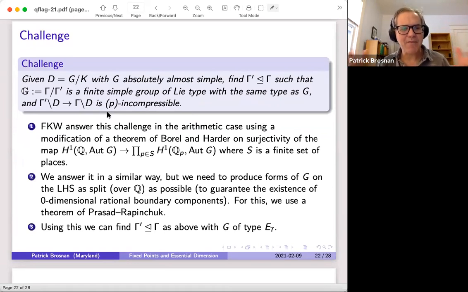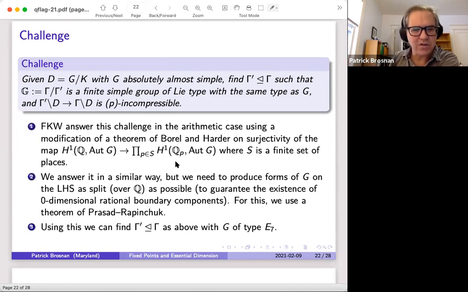So FKW, Farb, Kisin and Wolfson, answer this challenge in the arithmetic case using a modification of a theorem of Borel and Harder on the surjectivity of the map. So you can take the forms of G over Q, going to the forms of G over a finite number of Q_p's. So you get a map H1 of Q, G to the product over some finite number of places of H1 of Q_p, G. And Borel and Harder proved that that's surjective.